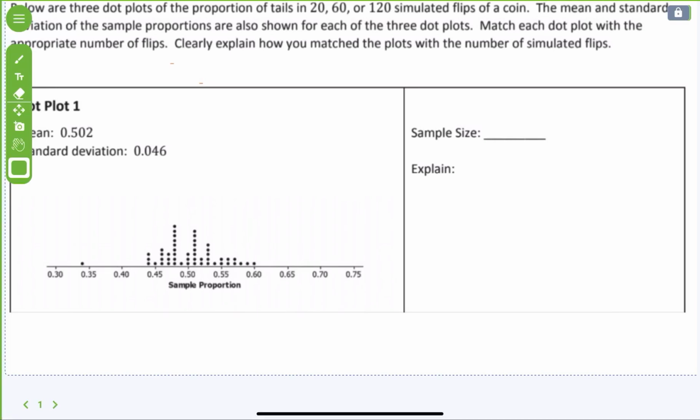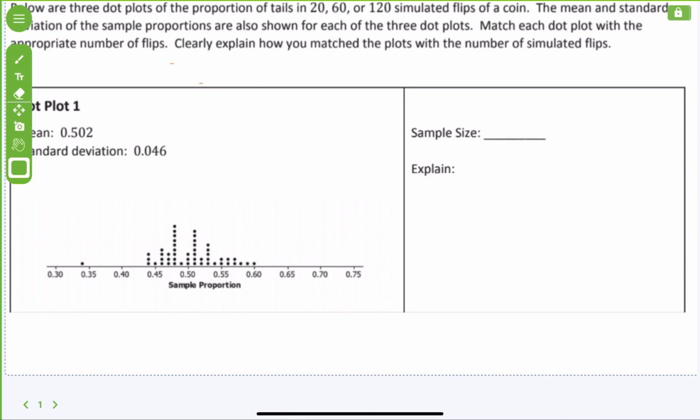This says below are 3 dot plots of the proportion of tails in 20, 60, and 120 simulated flips of a coin. The mean and standard deviation of the sample proportions are also shown for each of the 3 dot plots. Match each dot plot with the appropriate number of flips. Clearly explain how you matched the plots with the numbers of simulated flips.